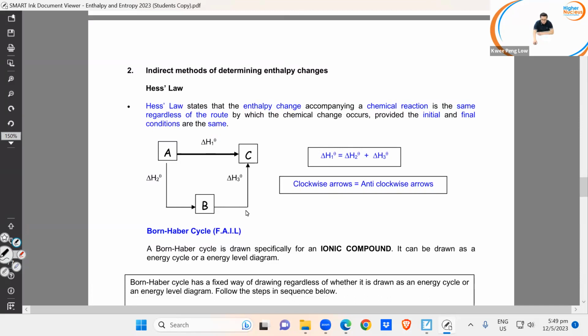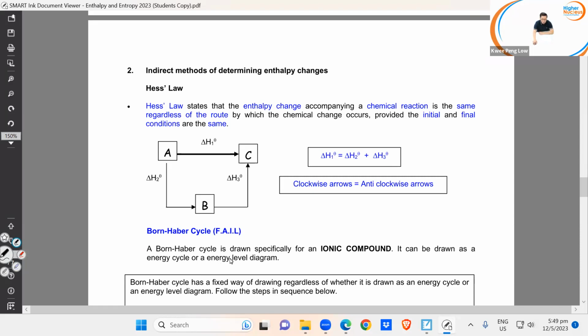Now, a Born-Haber cycle is drawn specifically for ionic compounds. It can be drawn in an energy cycle manner, which is my personal favorite, or it can be drawn in an energy level diagram manner, depending on your school. I'm going to draw a Born-Haber cycle for you in an energy cycle manner and an energy level diagram. Okay, just let me compare.